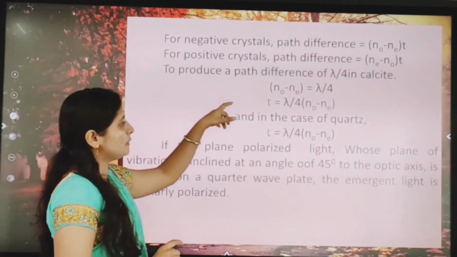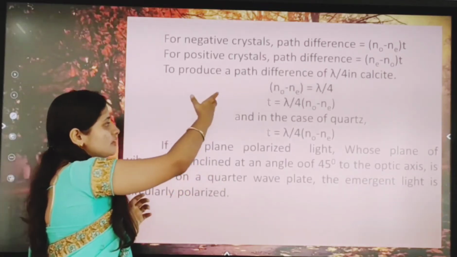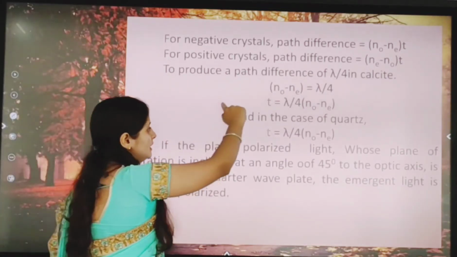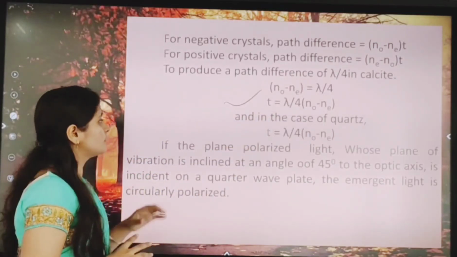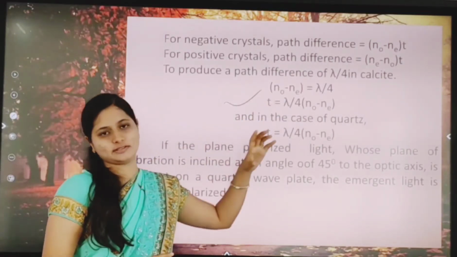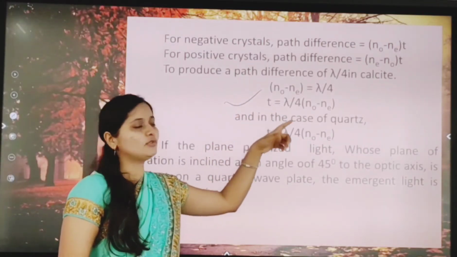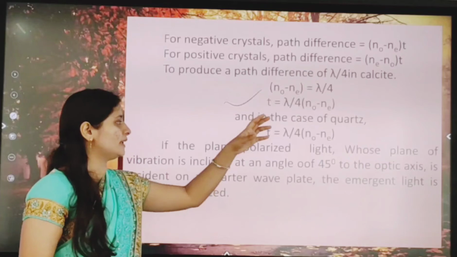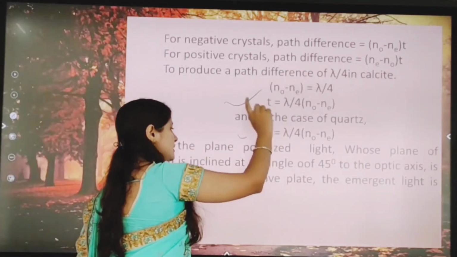Next, here N naught minus Ne equal to lambda by 4. In terms of thickness, we can write this as T equal to lambda by 4 into N naught minus Ne. And in the case of calcite, we are getting T equal to lambda by 4 into N naught minus Ne. For the quartz, again it is the same.